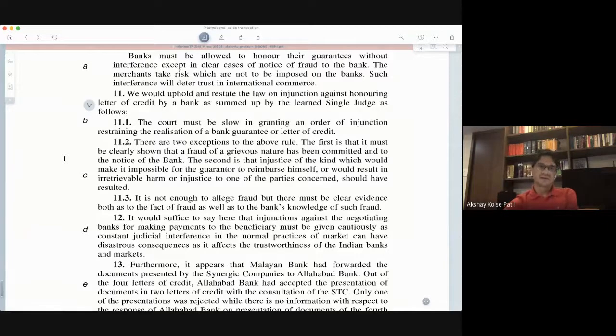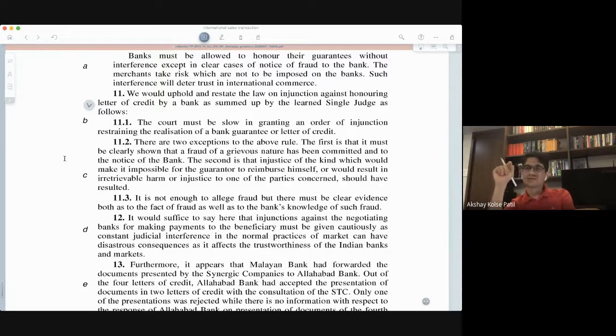Now, it clarifies that it is not enough to allege fraud, but there must be clear evidence as to both the fact of the fraud as well as the bank's knowledge. Now, I go back to the example I gave before of the email not having been sent to the buyer, but a copy of the email having been sent to the bank.